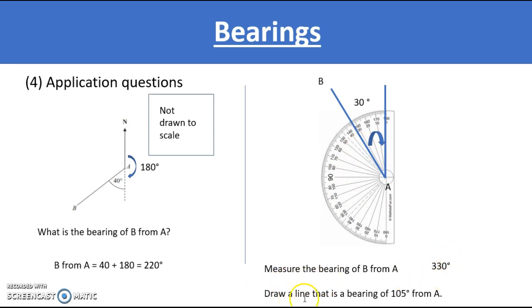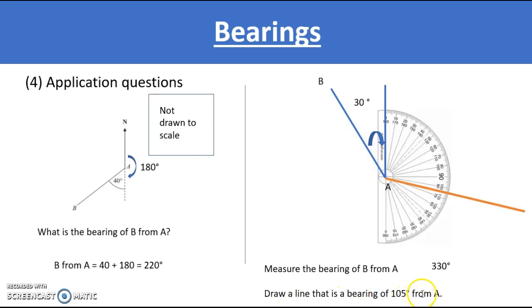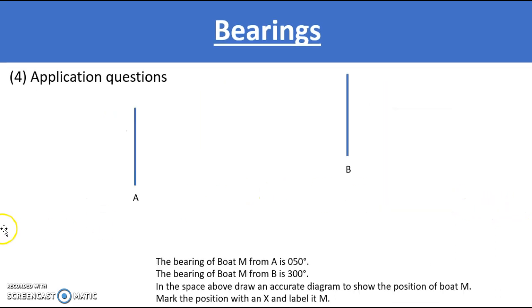The next one, it says draw a line that is a bearing of 105 from A. So in this case, you go to A, 0 degrees all the way to 105, just draw a line, and that'll be it. Next question is another application question. So pause if you'd like to have a go or mentally think as to what the answer would be.